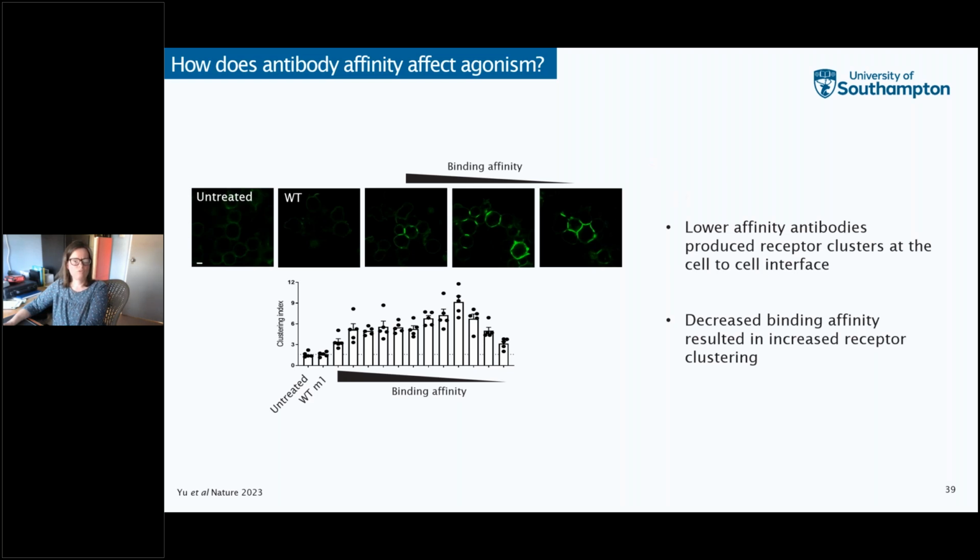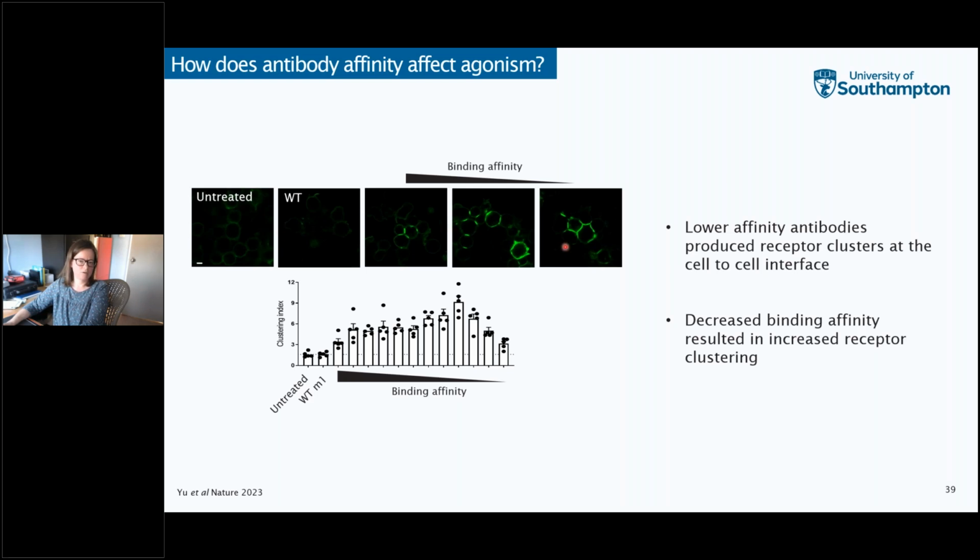So we wanted to investigate how the affinity affected the agonism, and we know that differential clustering affects agonistic activity. So we hypothesized that low affinity antibodies, which retained sufficient antigen binding, would induce higher agonism through increased receptor clustering. And we find that this was indeed the case.